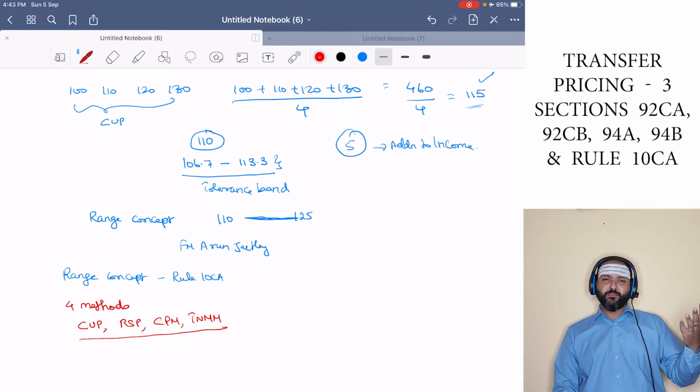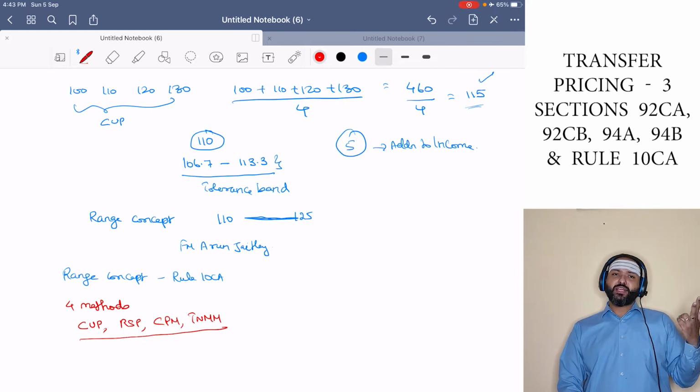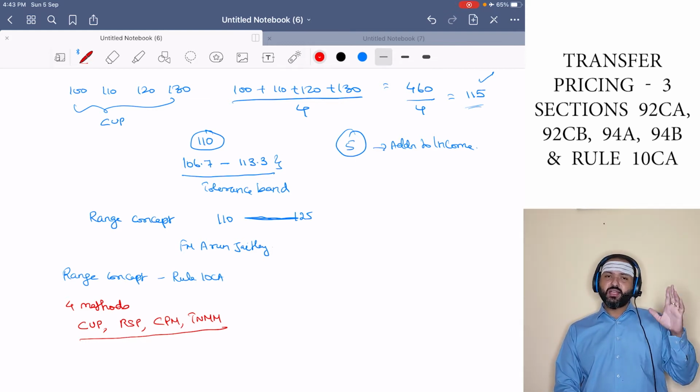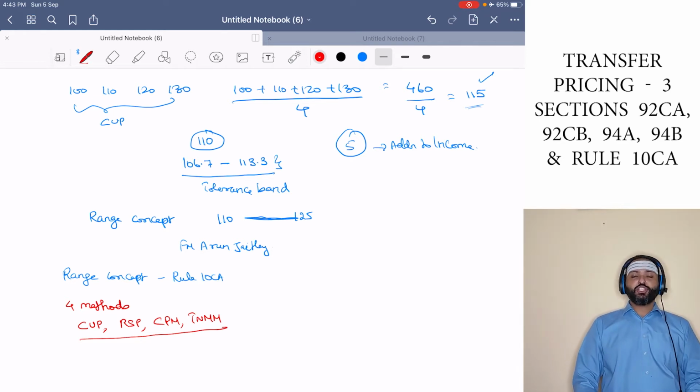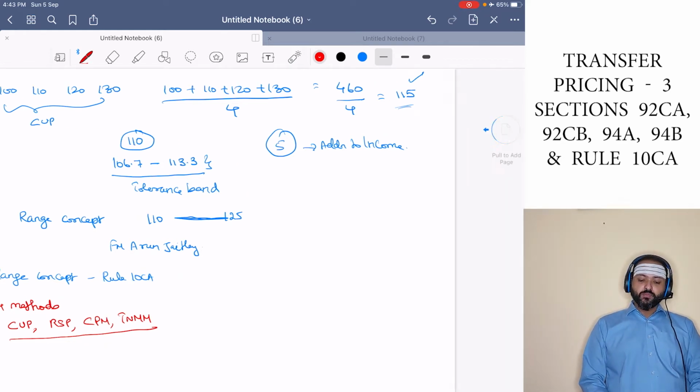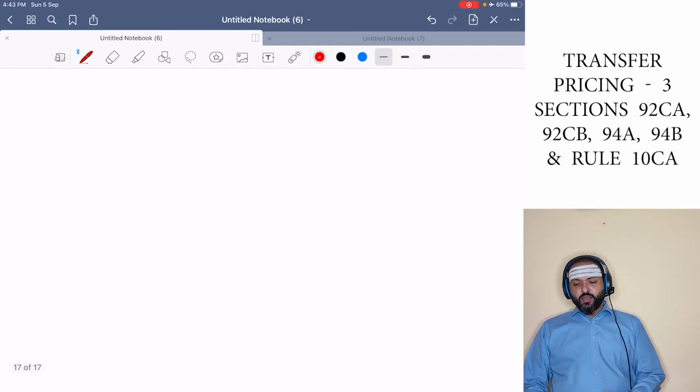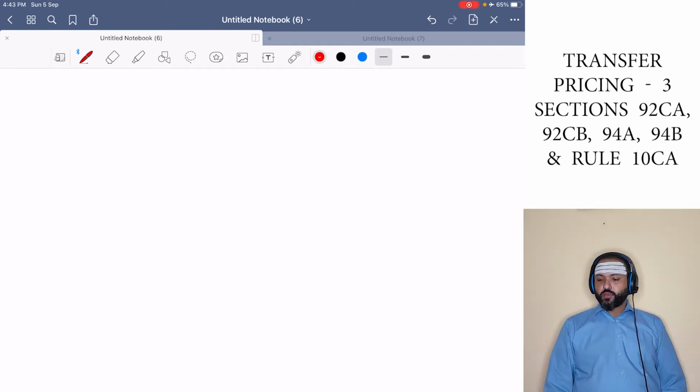So what are the methods? CUP method, and then your resale price method, transaction net margin method, and cost plus method. Only these 4 methods were eligible for your range concept under Rule 10CA. Now, let us understand what this concept is all about.